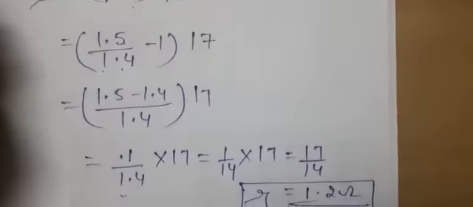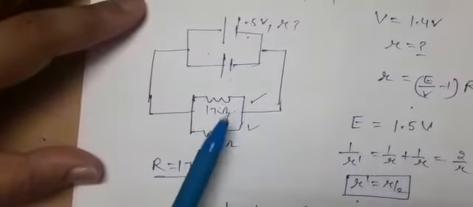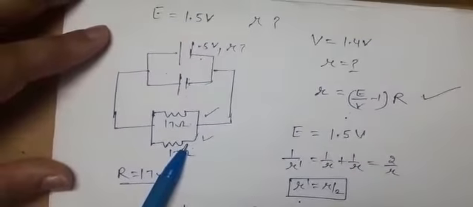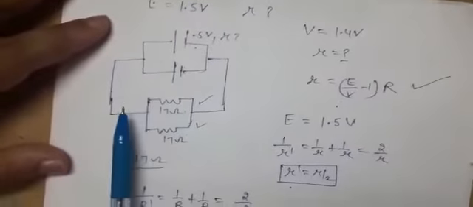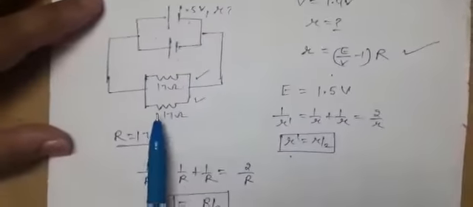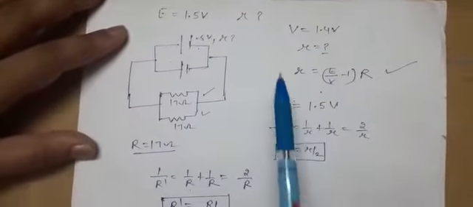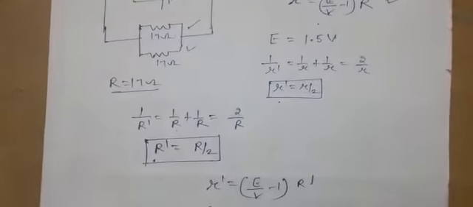So see here, as per the combination, two cells are connected in parallel and the combination is connected to a combination of two external resistances which are also connected in parallel. Now there can be questions where 4 cells, 5 cells are connected, the combination of that is connected to another combination of parallel resistance. So by using this method you can solve this kind of numerical.